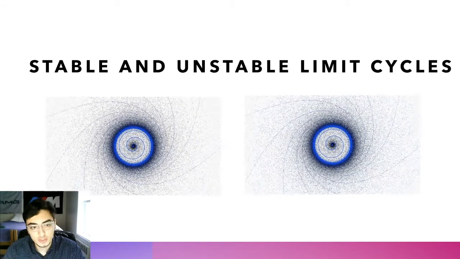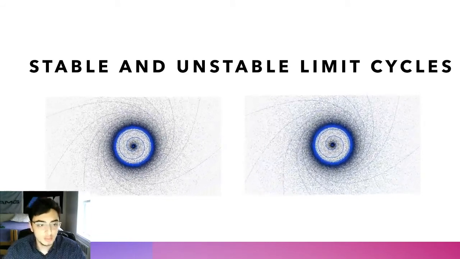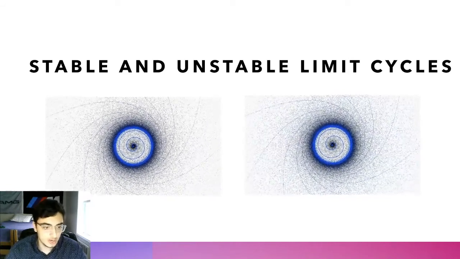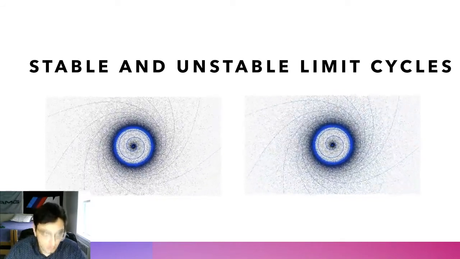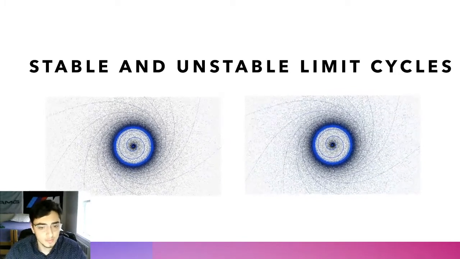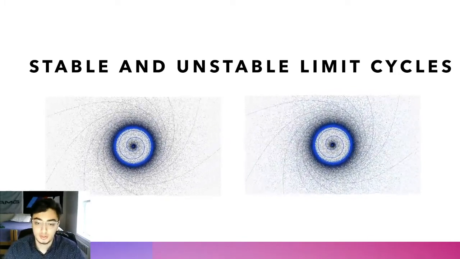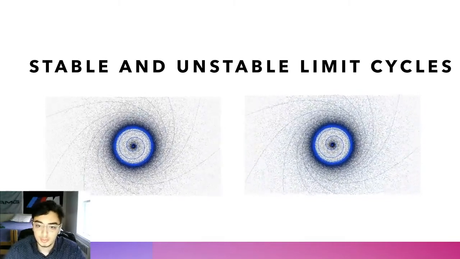In case it was confusing prior, this is what an unstable and a stable limit cycle looks like. You can see in the first diagram, everything is going towards the circle, making it stable, and in the second diagram, everything's moving away from the circle, making it unstable.